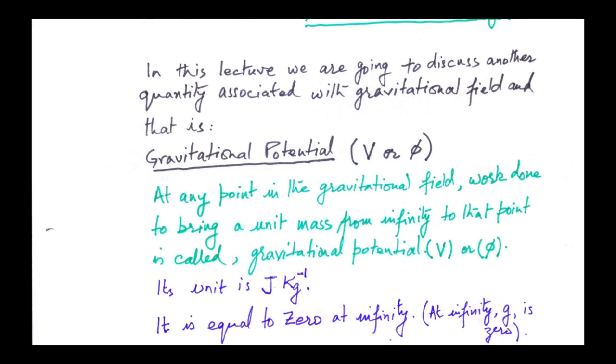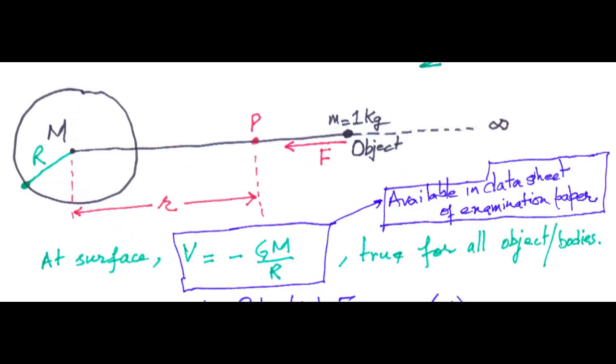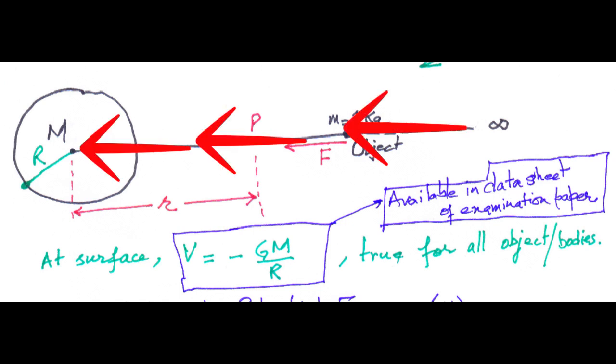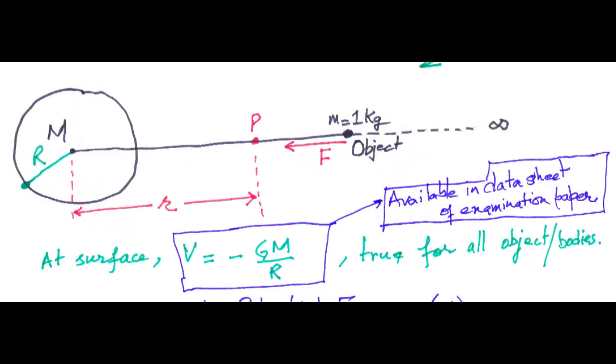The diagram is shown on the next page. A mass, capital M, is shown, and it has been shown that there is infinity in the line of the center of the mass, where the whole of the mass seems to be concentrated, and an object is moved to point P from infinity. So a force will have to be applied on the object, and distance will also be moved.